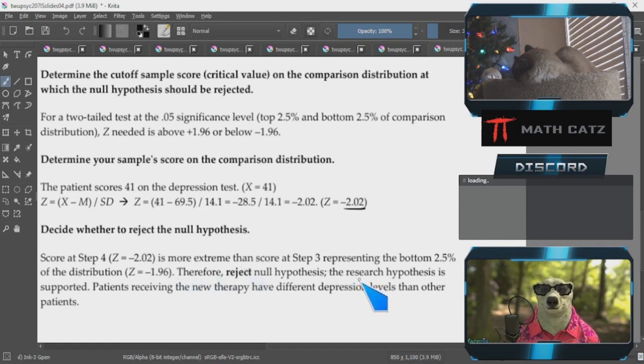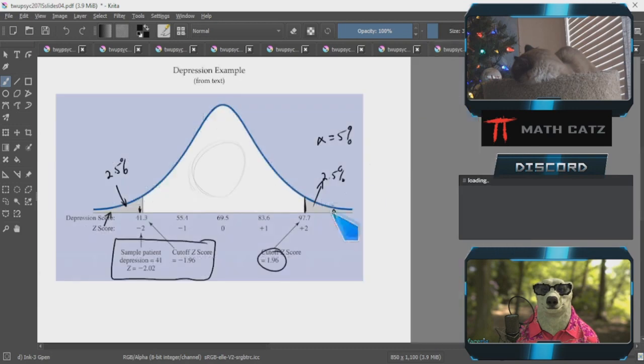The research hypothesis is supported. We're not saying it's true. We're not accepting it. We're saying things are not the same, and the evidence supports the possibility of the research hypothesis, that things are different. We don't know if it's true, because there is always a chance to get something randomly over here. There's a chance, but we just consider that so rare.